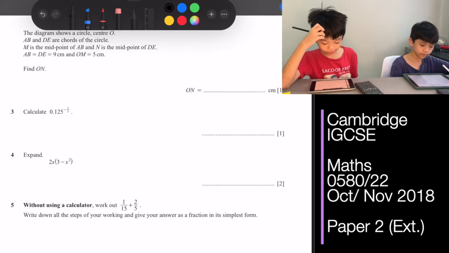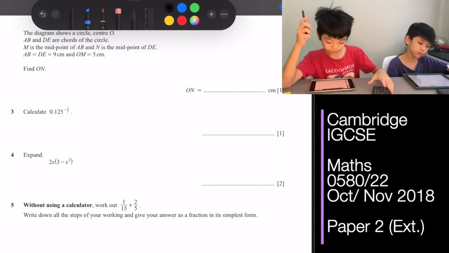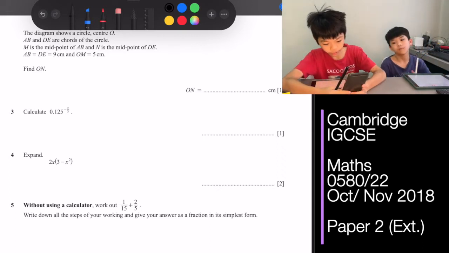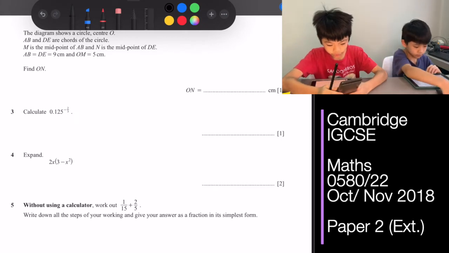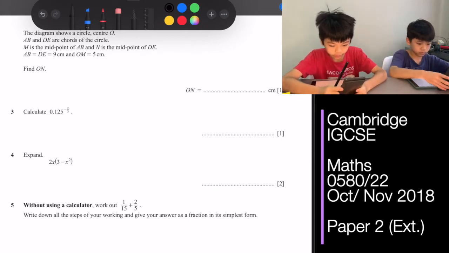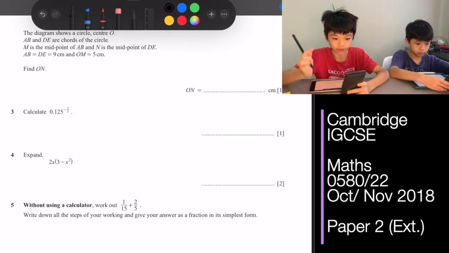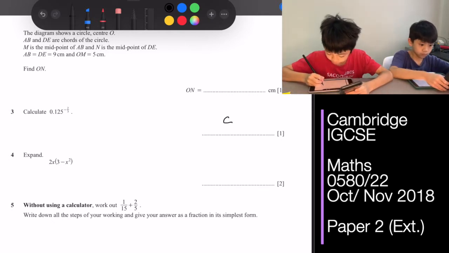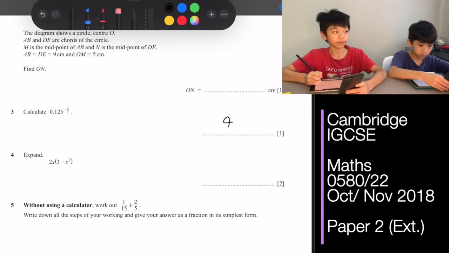Alright, question 3. Calculate 0.125 to the power of negative 2/3. Just use your calculator, and then you should get the answer as 4.